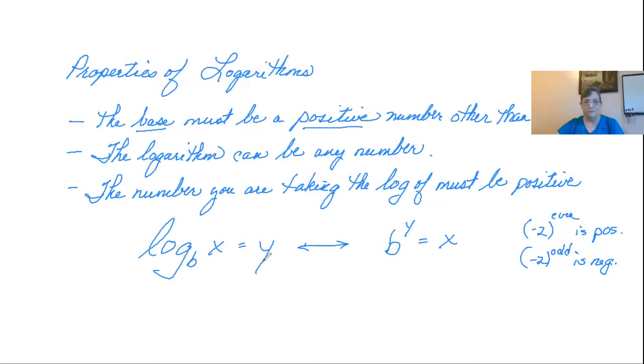The logarithm, the number over here, y can actually be any number because you can raise your base to any exponent. You can have 2 raised to a negative power, 2 raised to a positive, 2 raised to a fraction, 2 raised to an irrational number. You can have 2 raised to the square root of 3. If you don't believe me, punch it into your calculator and see whether it gives you an answer or an error message.